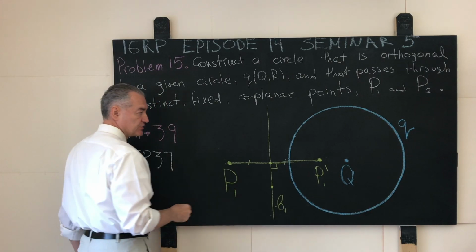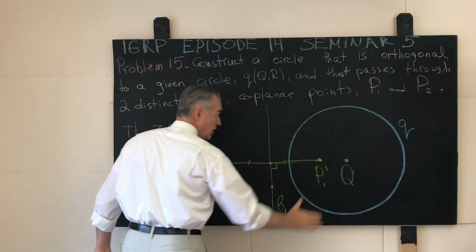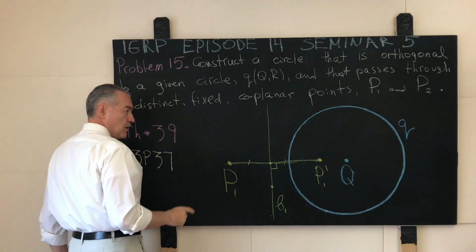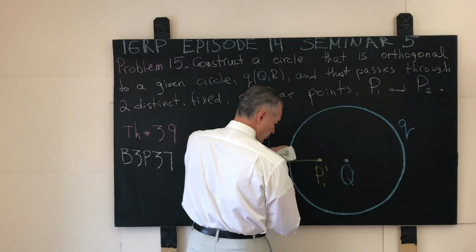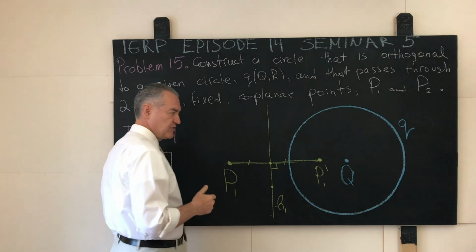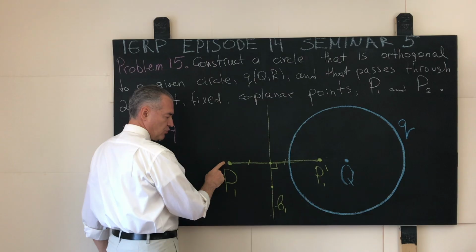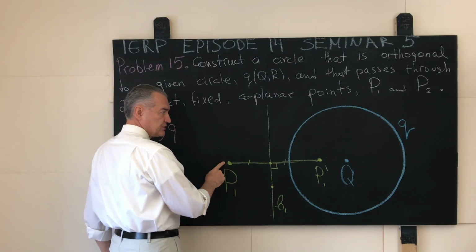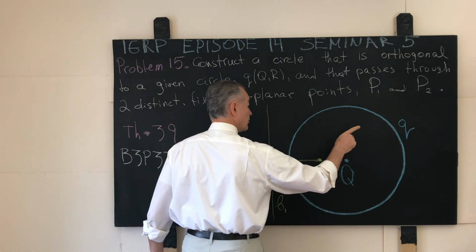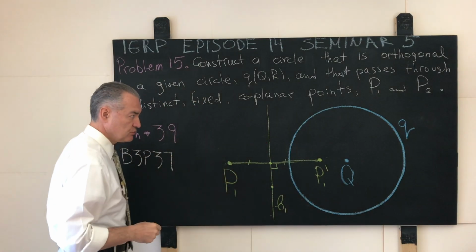Both of these points can be located strictly inside of the circle Q. Both of these points can be located strictly outside of the circle Q. Both of these points can be located precisely on the circle Q, and the points can also straddle the given circle. For example, the point P1 can be located strictly outside of the given circle, while the point P2 is located inside, and conversely, the point P1 can be inside of the circle Q and the point P2 can be outside of the circle Q.